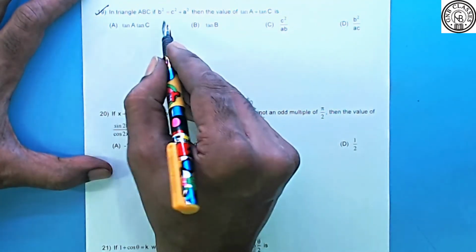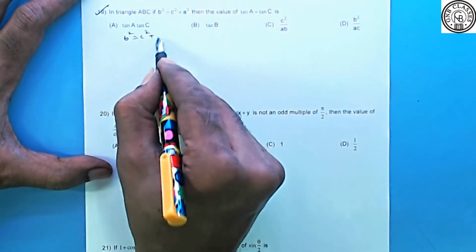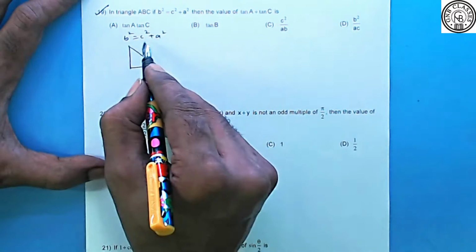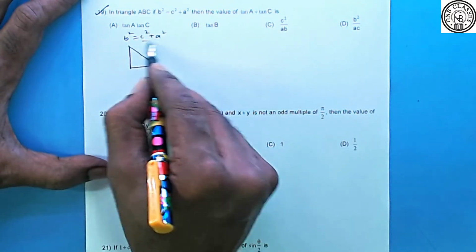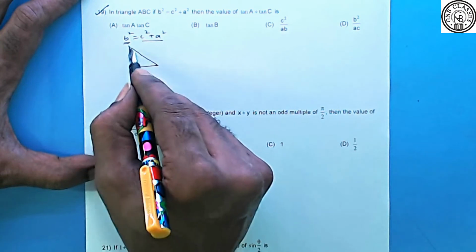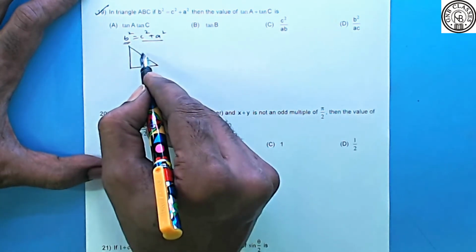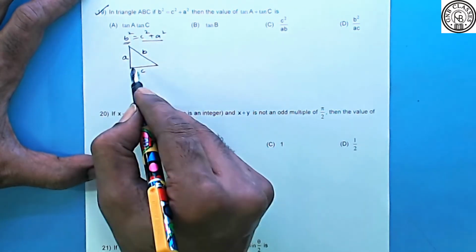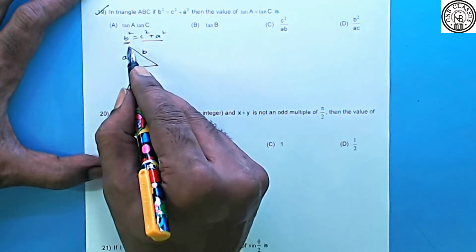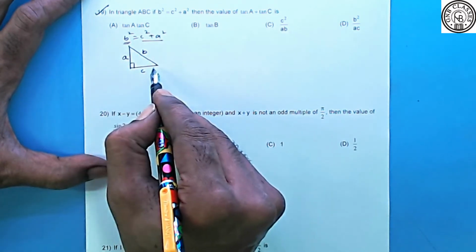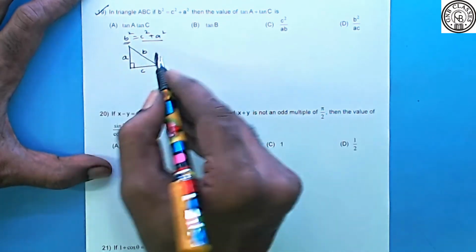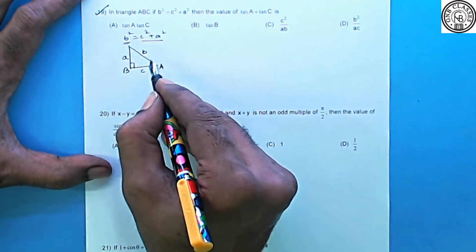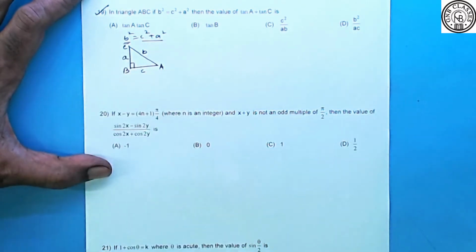Question number 19. They have said that B square equals C square plus A square. Now, if I draw a right angle triangle, the sum of the squares of two sides is equal to the square of the third side, which means it is a right angle triangle, where B square is nothing but A square plus C square. This is 90 degrees, B is the hypotenuse, A is the perpendicular, and C is the base. Let me just give a name. The opposite angle of side A is A, the opposite angle of side B is B, and the opposite angle of side C is C.